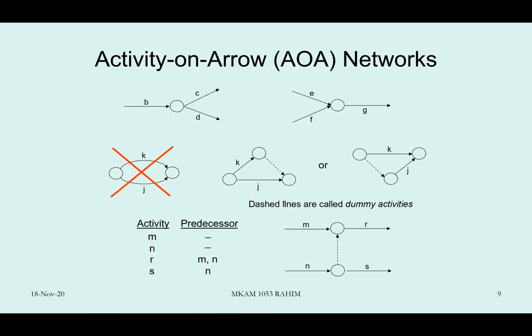Okay. So this diagram here. What is this diagram trying to tell us? We have activity K and J. K and J, okay? They start at the same time and finish at the same time, and they share one node, both the same node. Okay, in scheduling, especially the AOA diagram, two activities can share one node, but not both nodes.